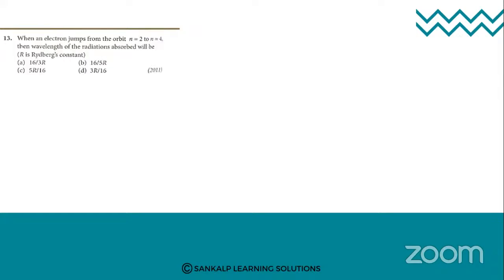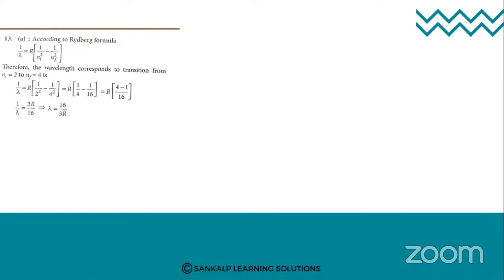Next question. When an electron jumps from the orbit n is equal to 2 to n is equal to 4, then the wavelength of the radiation absorbed will be, R is the Rydberg constant. So let us see how to calculate this one. Here the values n is equal to 2 and n is equal to 4 are given. So it is very simple, you can just substitute in the Rydberg's formula. You can check out this very simple simplification.